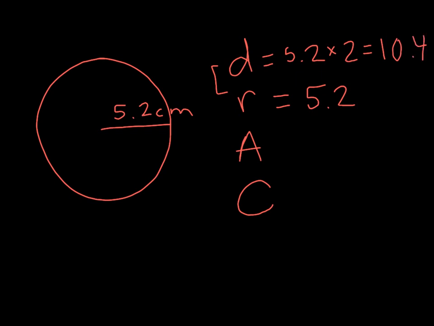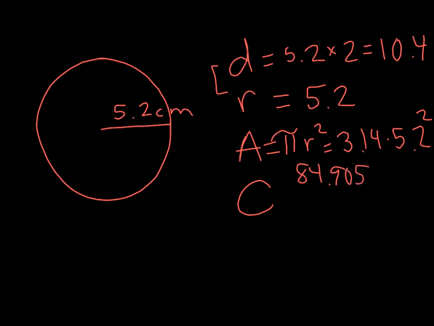All right, well, the area is pi r squared, or pi times r times r. So I'm just going to plug in 3.14, we'll round, times 5.2 squared. And I can type that whole thing into my calculator. And I get 84.9056 centimeters squared. So there's my area.